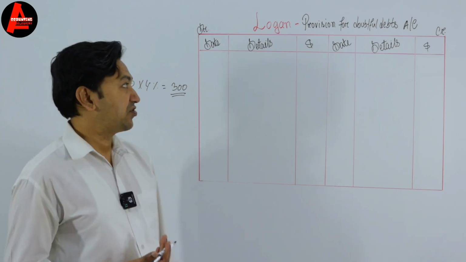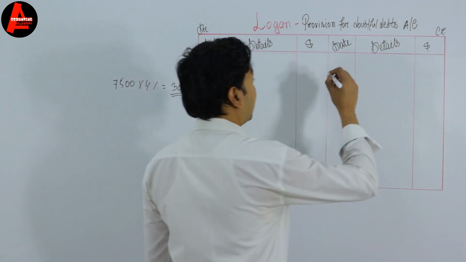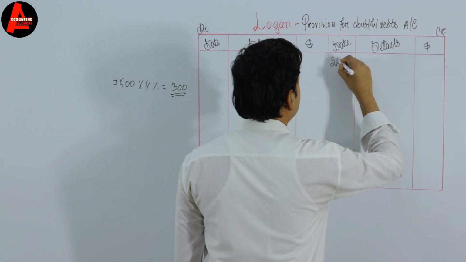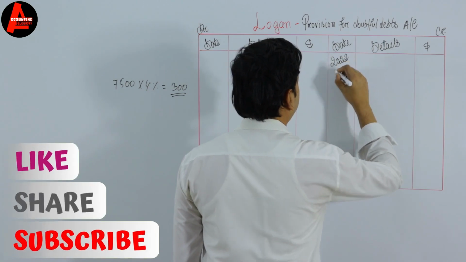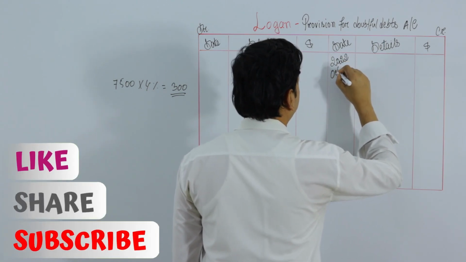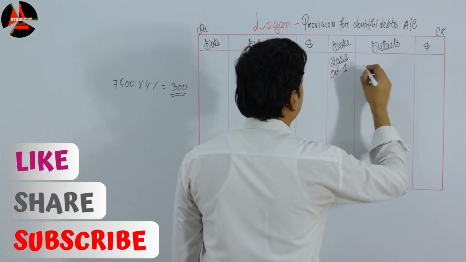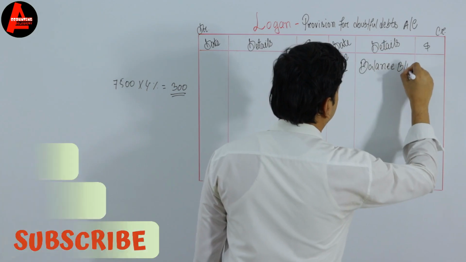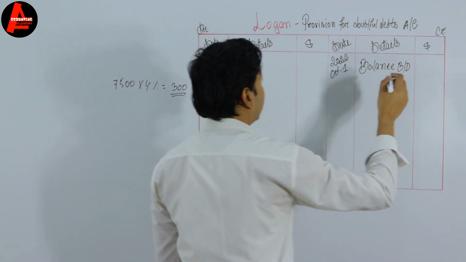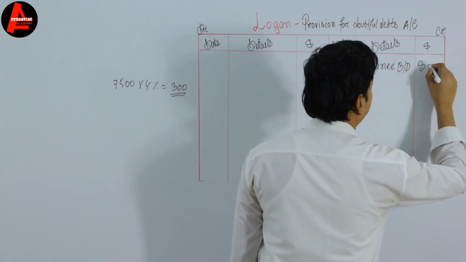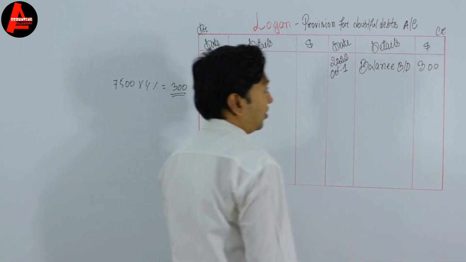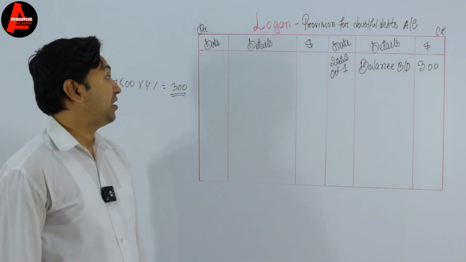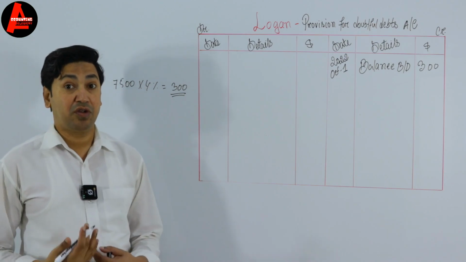So let us write the date first, 2022, opening date, October 1st. We will write here balance BD, which stands for brought down. Here we calculated $300.